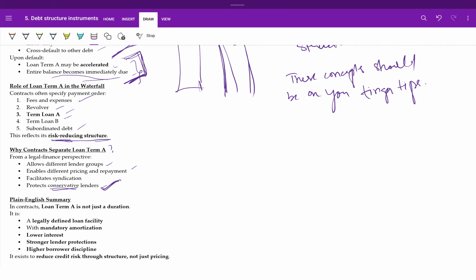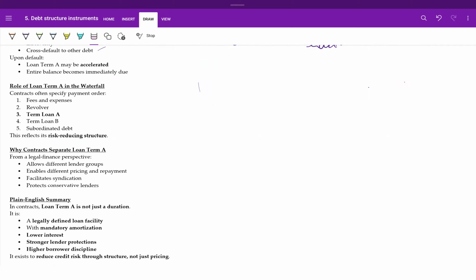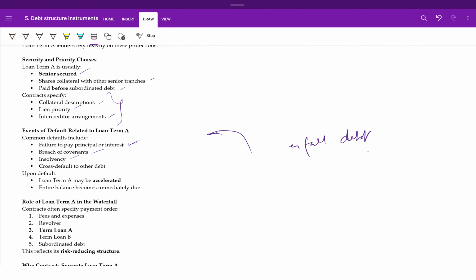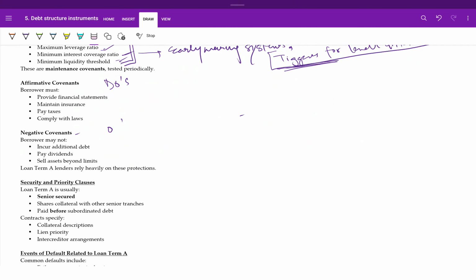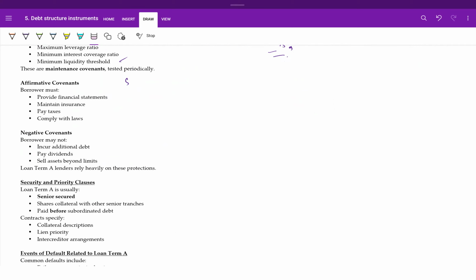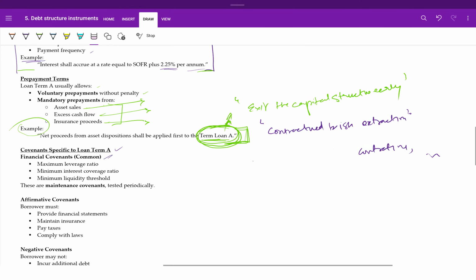So if you find any difficulty understanding this concept of term loan, I would suggest you revisit this lecture one more time so that you get a better grasp of it. And you can do some research of your own also. You can google these things. You can use any AI platform to study.